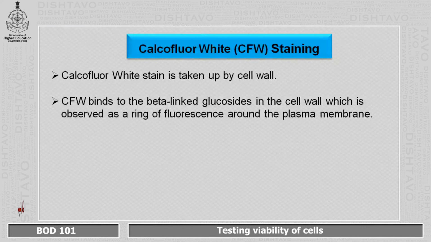Next is the Calcofluor white staining. Calcofluor white stain is taken up by the cell wall. Calcofluor white binds to the beta-linked glucosides in the cell wall, which is observed as a ring of fluorescence around the plasma membrane.